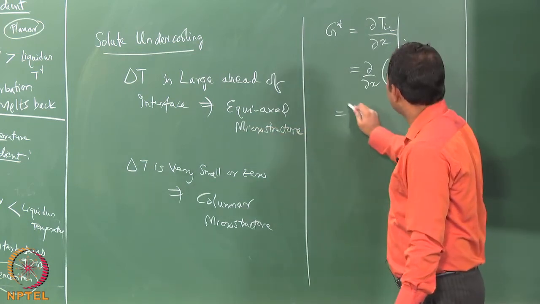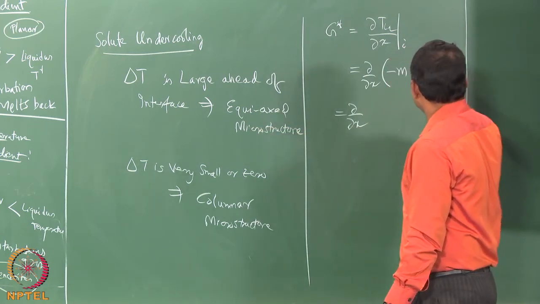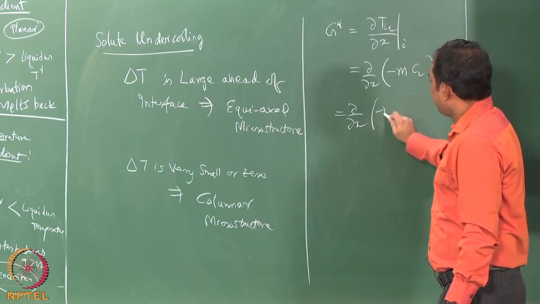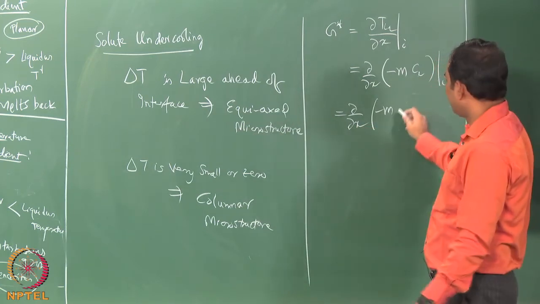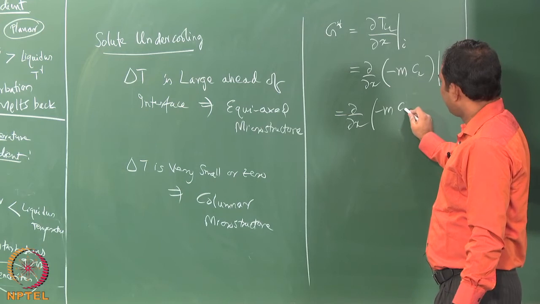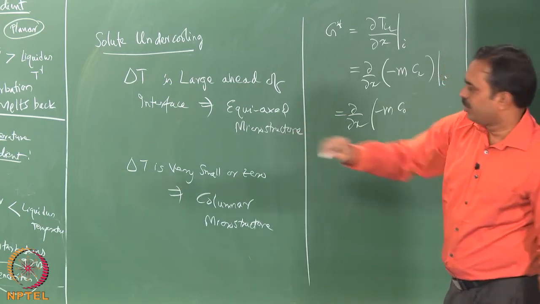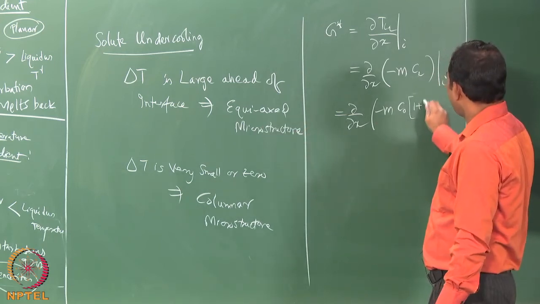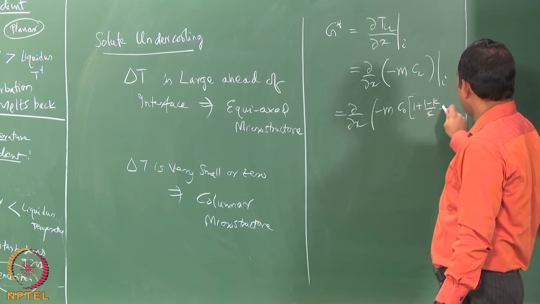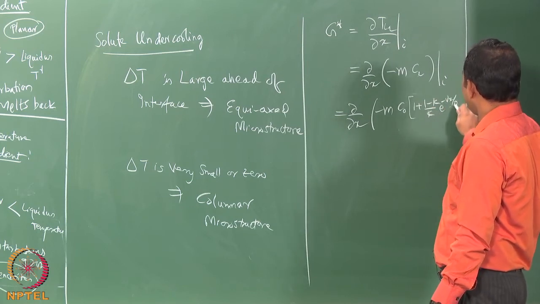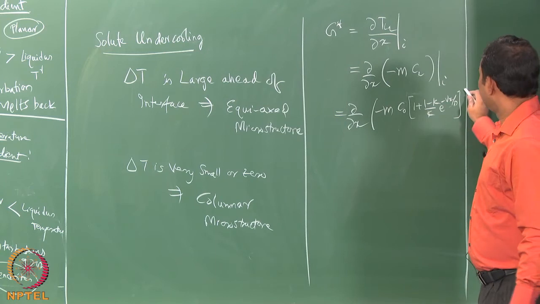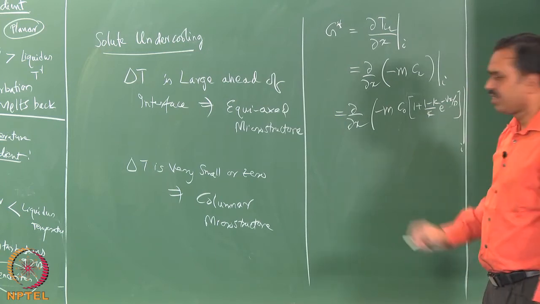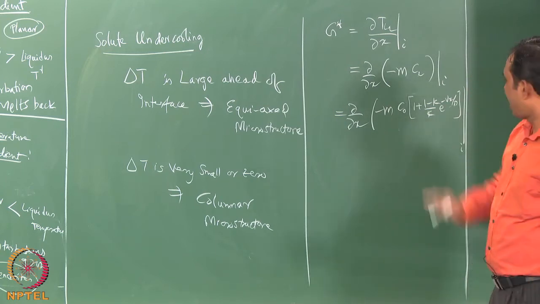So, you could write it as dou by dou x of minus m, and we have got that expression: C L is nothing but C naught into 1 plus (1 minus k) by k e raised to the power of minus V x by D, and this has to be applied at the interface, which is having x equal to 0.